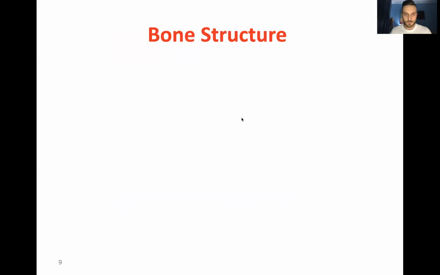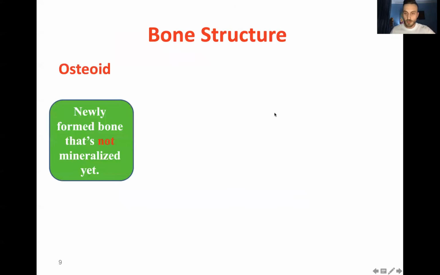cells. Now, regarding bone structure, there is something called the osteoid. What is the osteoid? When the osteoblasts, which are the bone formation cells, are making new bone that is not mineralized yet, so the bone is being made, there is no calcium, phosphorus, or hydroxyapatite inside it. It's called the osteoid. After mineralization of this bone, it will be called woven bone.